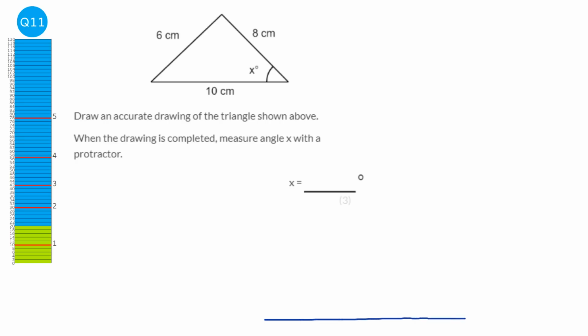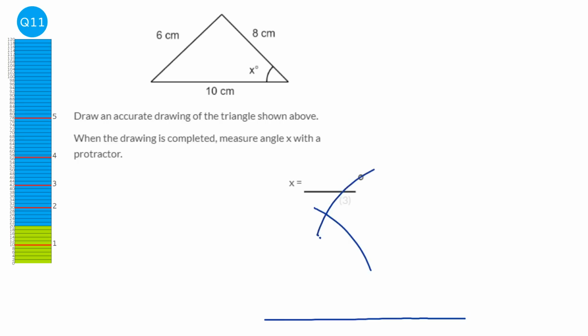And we're going to get our compass and measure the 6 centimeters for the left hand side. So we're going to measure 6 centimeters on our compass, and we're going to just put a little arc there. We can do the same on the other side for 8 centimeters. So we're going to do our 8 centimeter arc from the right hand side, and we're going to put the point of the compass here.